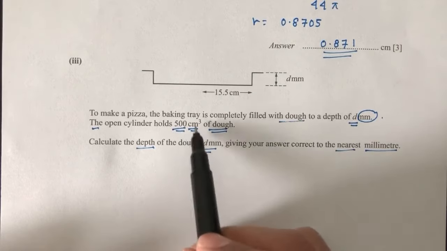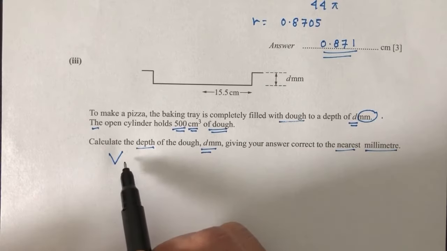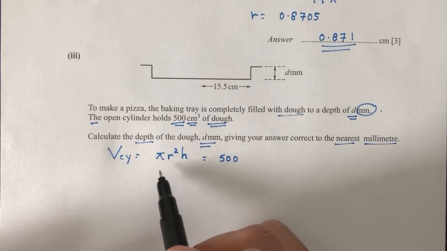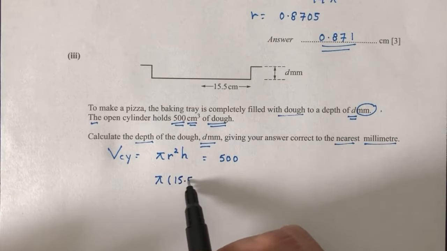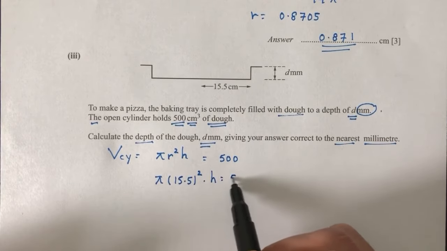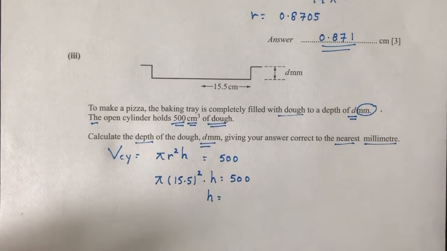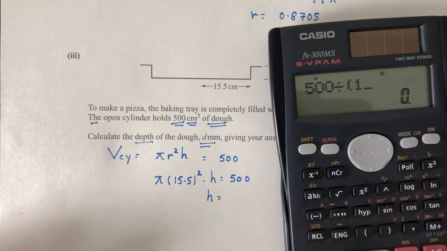So we have to use the volume to find d. So how do you find the volume of this cylinder? Use the formula pi r squared h, right? So this will be equal to 500 centimeter cube. So let's first find the value of d in terms of centimeter. So pi is pi, r is 15.5 squared times h, 500. h will be 500 divided by 15.5 squared times pi.